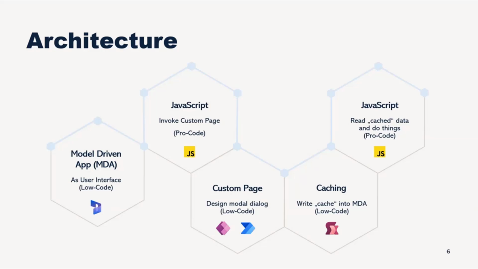After that, the JavaScript invokes our custom page, which acts as the central hub for the scheduling assistant. This custom page, implemented on the Power Platform, has the capability to interact with multiple data sources, leveraging tools such as gateways, Power Automate, and custom connectors to seamlessly integrate with various systems and services. In my case, I'm using a custom connector to call the Graph API to get the calendar entries from specific users. Next, we implement caching mechanisms in our custom page to store data within our model-driven app. And lastly, we utilize JavaScript to read the cache data.